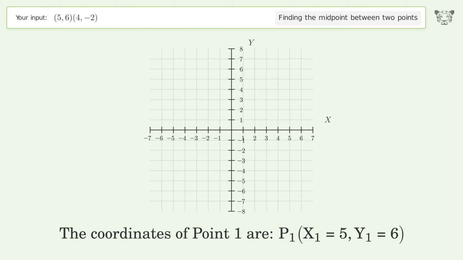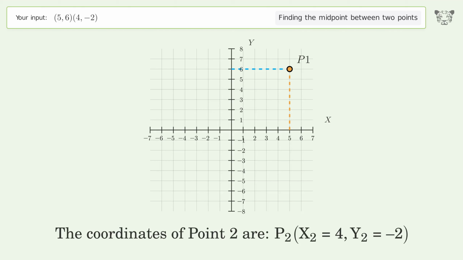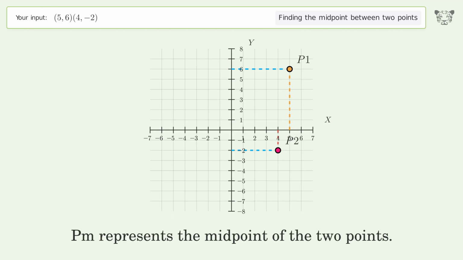The coordinates of point 1 are, x1 equals 5, y1 equals 6. The coordinates of point 2 are, x2 equals 4, y2 equals -2. PM represents the midpoint of the 2 points.